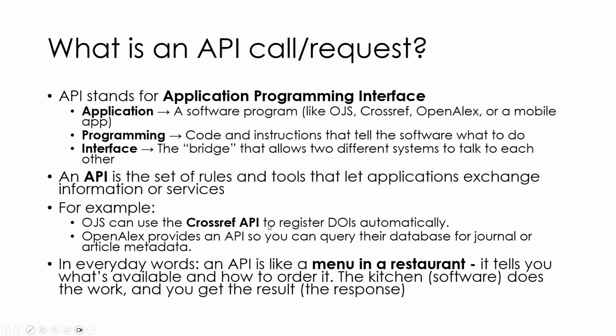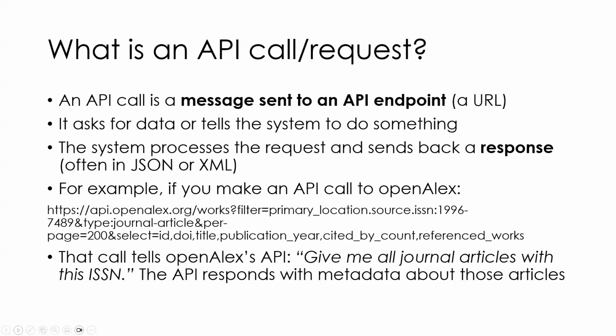For example, I can use a Crossref API to register my DOIs automatically. OpenAlex provides an API so you can query the database for journal or article metadata. In everyday words, an API is like a menu in a restaurant. It tells you what's available and how to order it. The kitchen or software does the work and you get the result, the meal or the response. So an API call is a message sent to an API endpoint, a URL, and it asks for data or tells the system to do something. The system processes the request and sends back a response, often in JSON or XML.